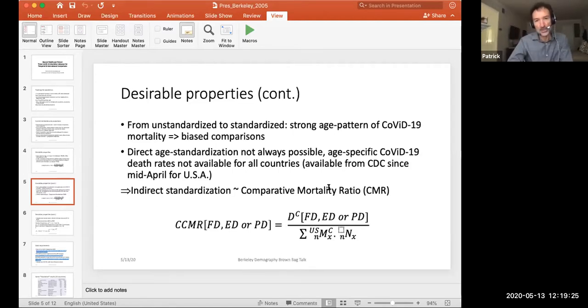The thing we cannot always do is to directly age standardize, because a number of countries don't give a lot of detail. Sometimes they do, but only up to deaths under 60, 60 to 80, 80 plus. Now that the CDC has given us a pretty detailed age breakdown by 10-year age group, we can do an indirect standardization, something like the comparative mortality ratio, where we compare actual deaths to the deaths we would have with the CDC age pattern and the actual age distribution in a particular area.